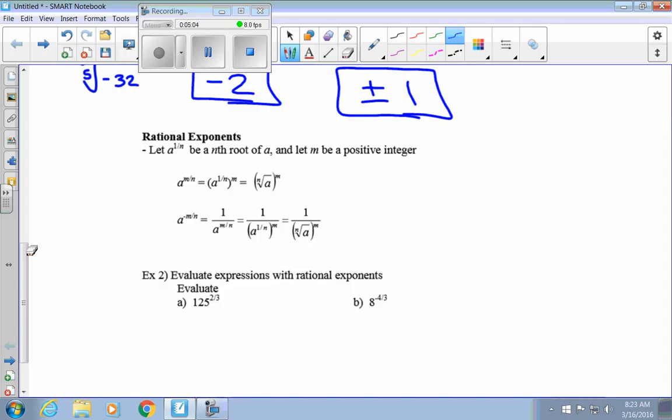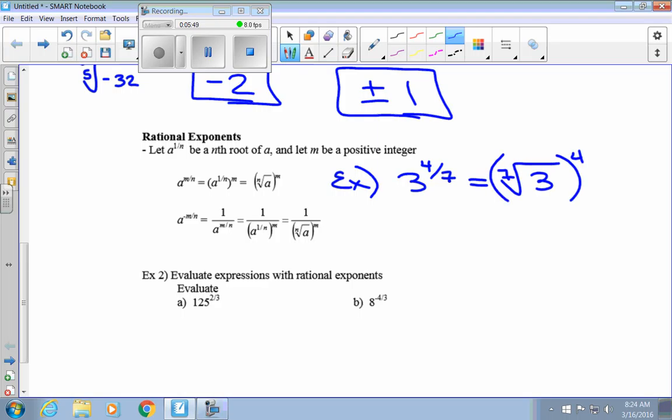It says let a to the 1 over n be an nth root of a, and let m be a positive integer. Well, if we have a to the m over n, I can break that apart as a to the 1 over n raised to the m power, which means this is the nth root of a to the m power. Now, if we look at this, the denominator of our fraction is always going to be the index number. So if we have, for example, 3 to the 4 sevenths, I could write this as the 7th root of 3 to the 4th power.